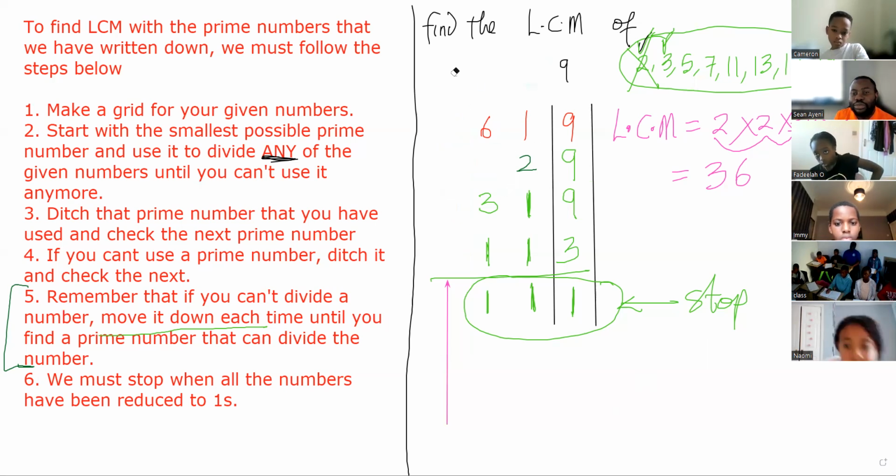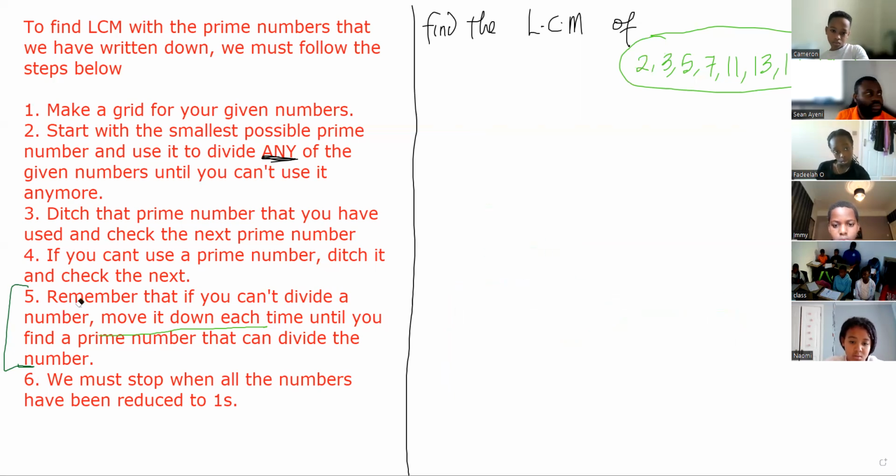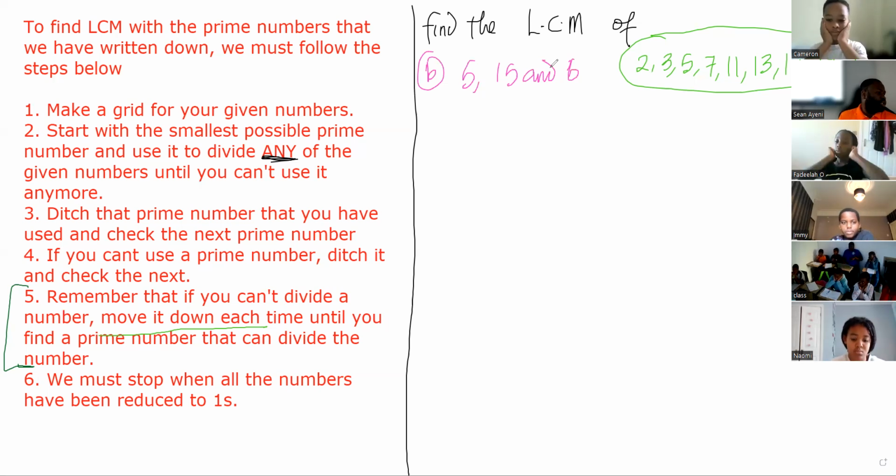I will give you one to do on your own. So question number 2 of B says find the LCM of 5, 15, and 6. No, don't write anything down yet. Just wait, listen, and learn. Rest in position, everybody.